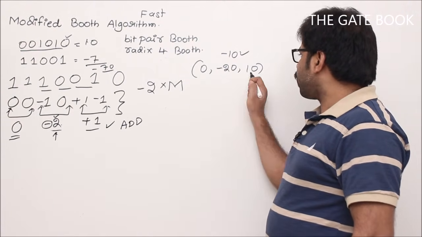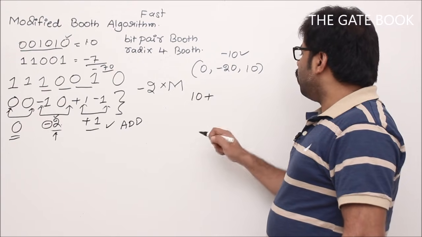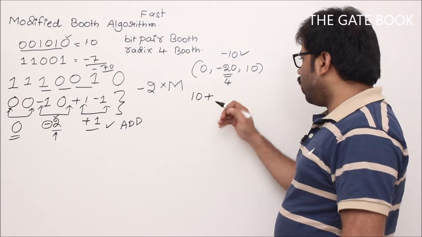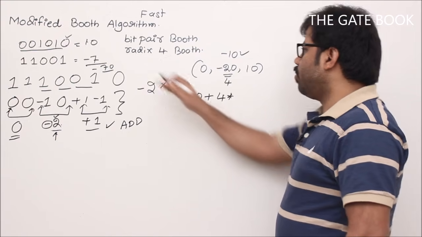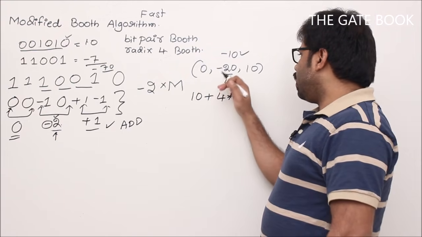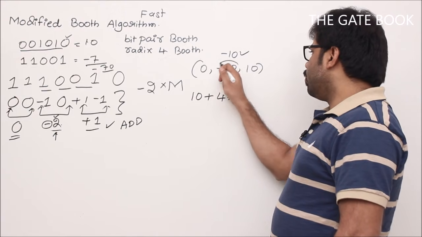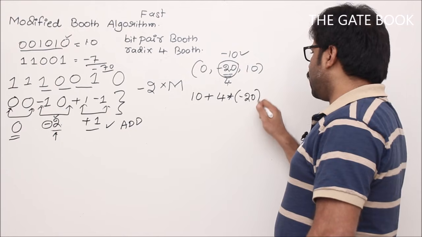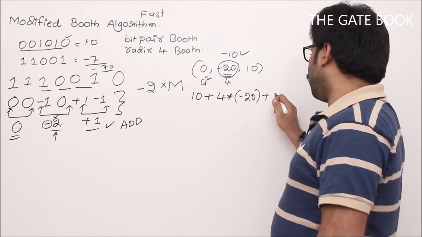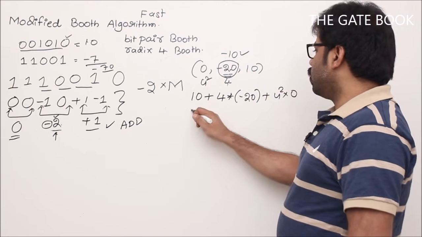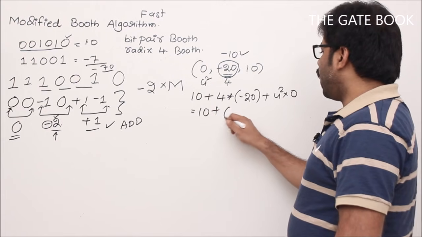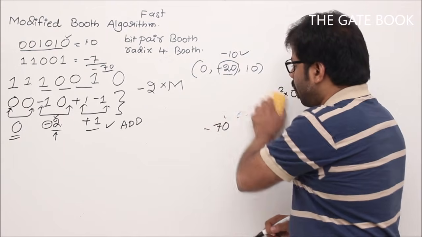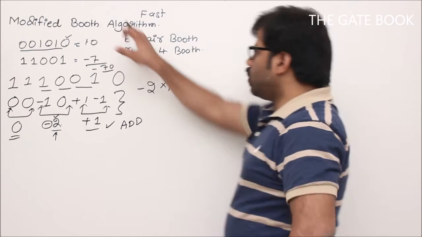So here 10 will be taken as it is, but the weightage of the minus 20 result is 4 times minus 20. That means we have to shift appropriately. Whenever you shift binary patterns appropriately, this minus 20 value will be multiplied with 4. That's why 4 into minus 20, plus 4 square into 0. So you check it out, 10 plus minus 80, which is nothing but minus 70. Perfect. So this is about modified Booth algorithm.